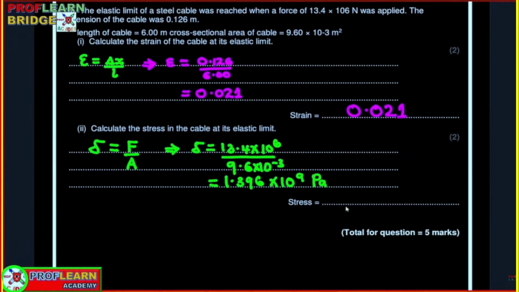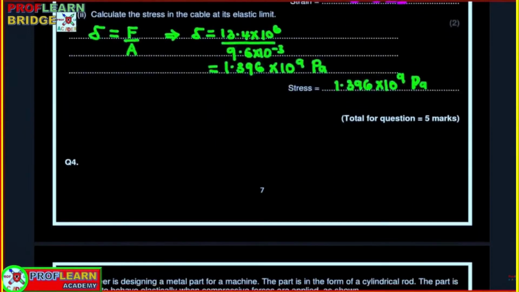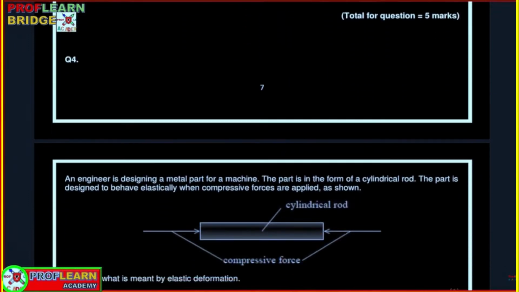This unit, pascals, is just as the unit for pressure. But you see, for us to work out stress, we're dividing force and area. Force is in Newton and the area is in meter square. So other units for stress are Newton per meter square, just like pressure. Okay, so that is it. We have our pressure calculated. We need to move to question number 4.